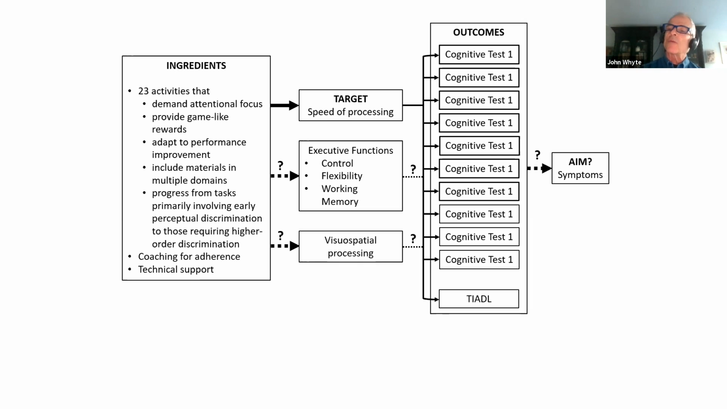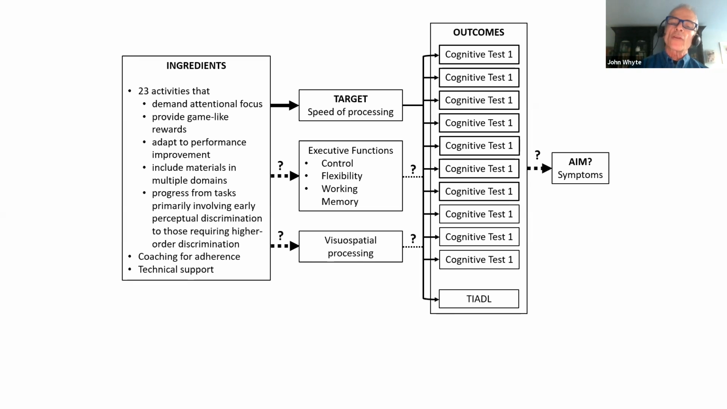And they didn't, of course, articulate things in the way we would have liked. They said about the activities that people practiced on the computer that they adapted to their performance. So they got harder as they got better. And that they demanded attention, that they were rewarding and provided game-like rewards, and that they were in multiple different domains, visual, auditory, and so on and so forth.